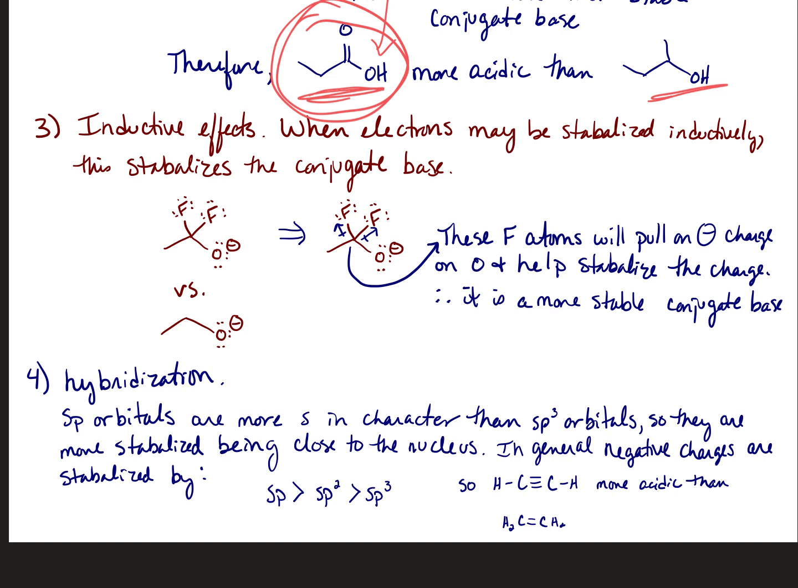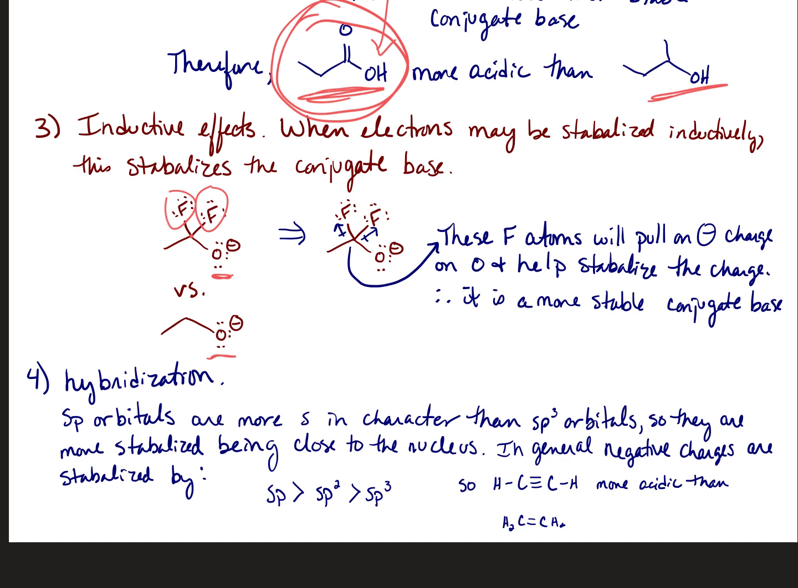Inductive effects basically means you're pulling a negative charge or positive one over a distance, okay? So we have 2 examples here. Here we've got a carbon that has 2 fluorines attached to it, and that same carbon has an O- attached, versus not having those fluorines present with the same O-.